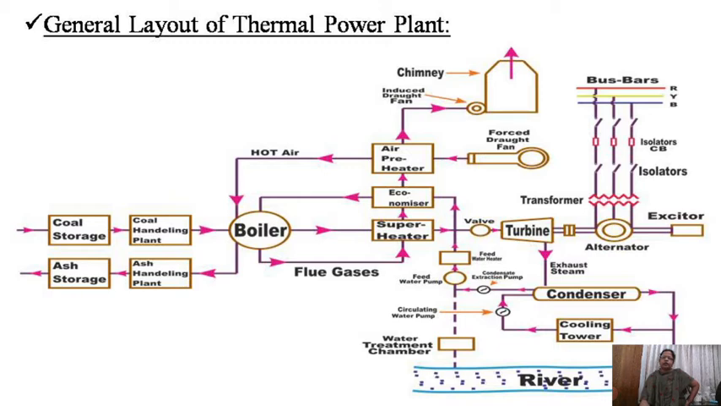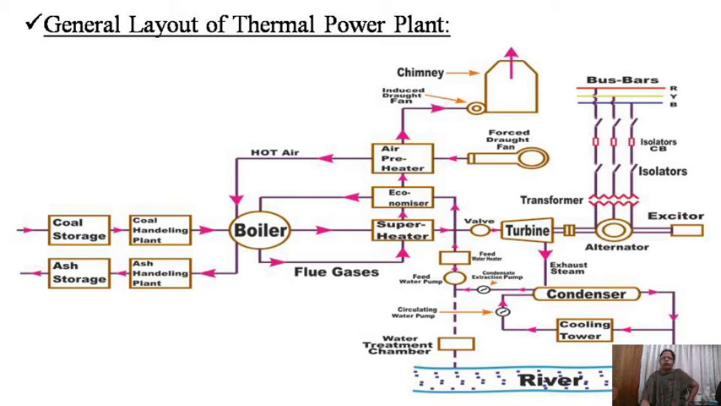The air is supplied by the forced draught fan, and the feed water is supplied to the boiler from the feed water pump through the economizer. And in the boiler, the combustion of the fuel takes place and ash is produced. That ash is passed on to the ash handling equipment, then to the ash storage for the disposal.